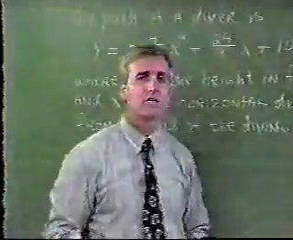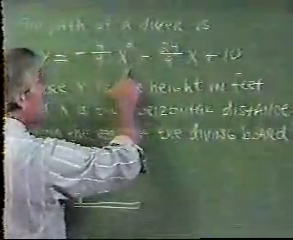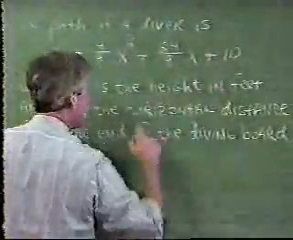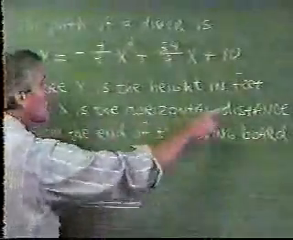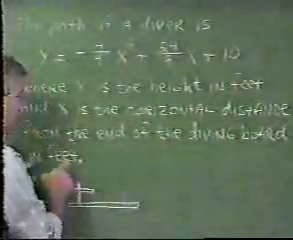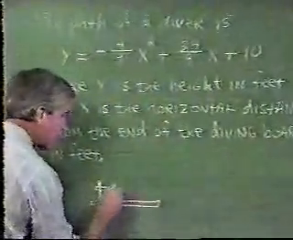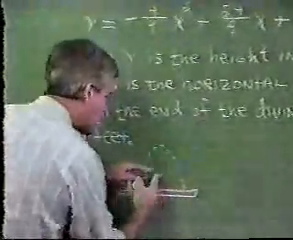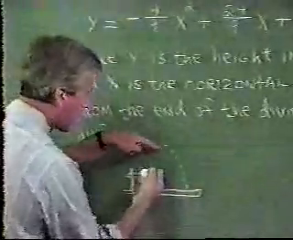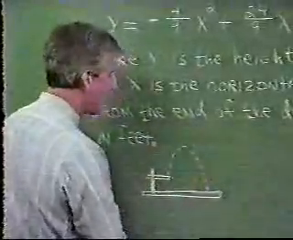Here's an interesting problem. The path of a diver is given by this relationship. y is equal to negative 4/9 x squared plus 24/9 x plus 10, where y is the height in feet and x is the horizontal distance from the end of the diving board in feet. Now, understand what the relationship is saying in terms of the diver. The diver takes a path that is parabolic. y stands for the vertical distance of the diver at any point along the path, and x is the horizontal distance, just like with our coordinate system.